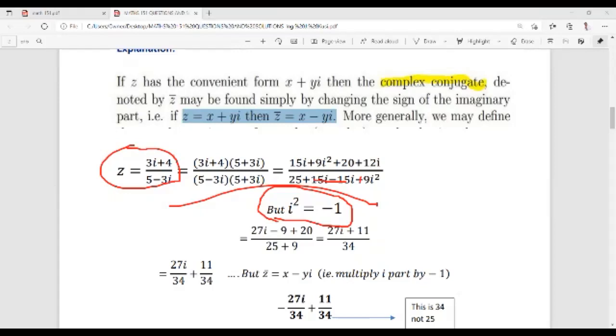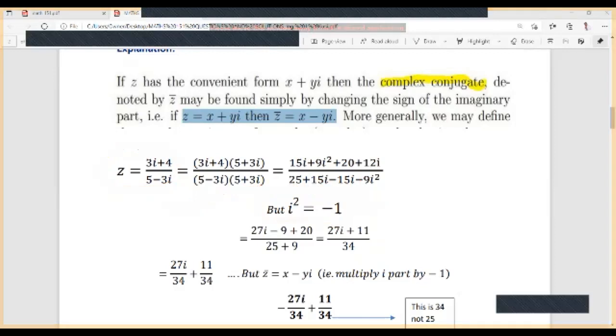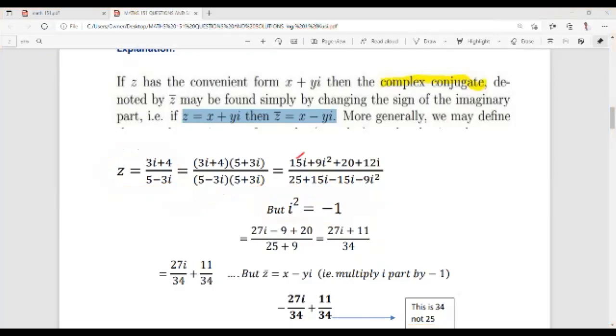So, with that in mind, that will give us this. So 15i plus this one, 12i, that will give us what? 27i. That is why we have this. This one will give us a -9, then minus the 9. And these two will cancel. Plus 20. So you have 25 cancel, and plus 9. And that will give us 34. So 27i plus 11 over 34.